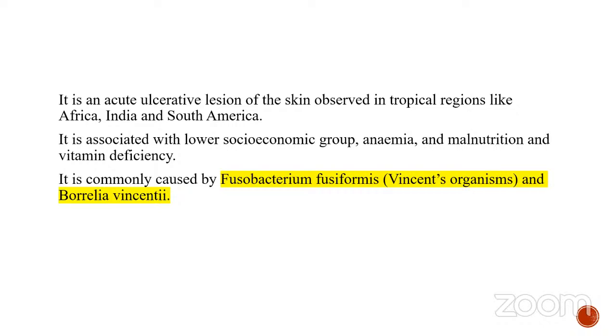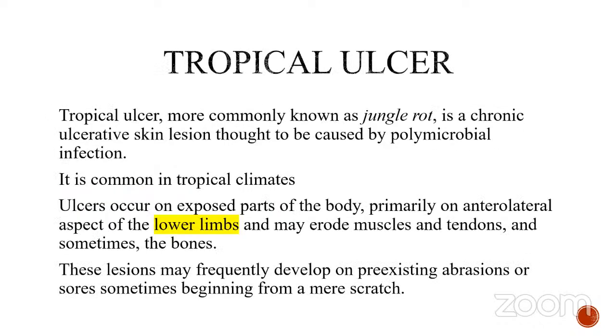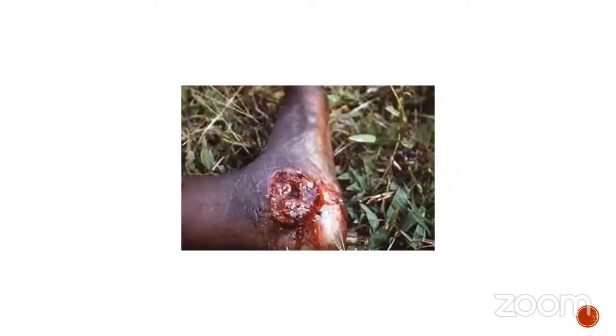So the most common organism behind tropical ulcer is Fusobacterium fusiformis. That's Vincent's organism, and Borrelia vincentii. These two organisms are mostly behind this tropical ulcer. The most common location of a tropical ulcer is the lower limb, and it mostly originates from a pre-existing scratch or abrasion. This is how a tiny abrasion will become such a big ulcer due to the presence of these organisms. It's mostly seen in tropical countries, especially when people walk barefoot and are exposed to certain organisms.